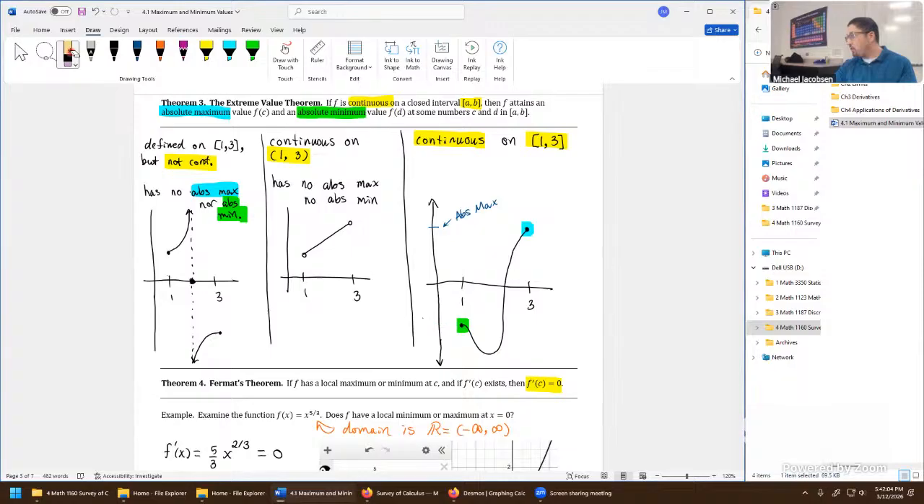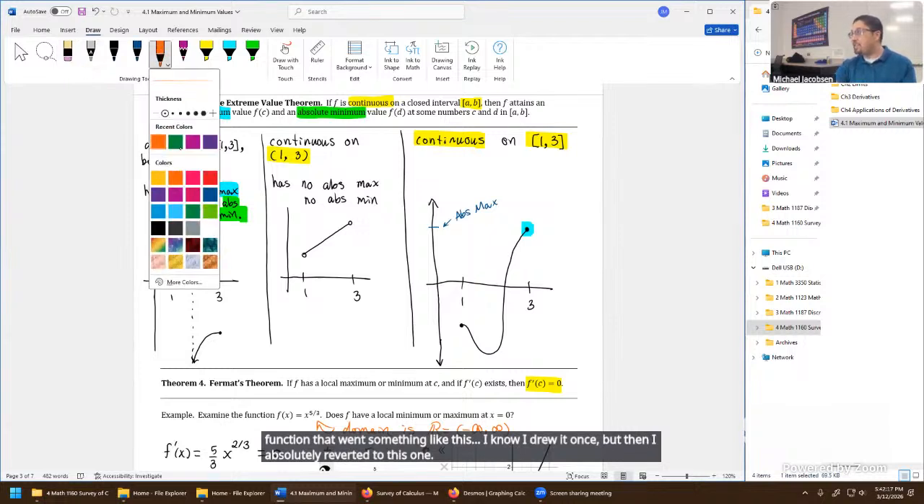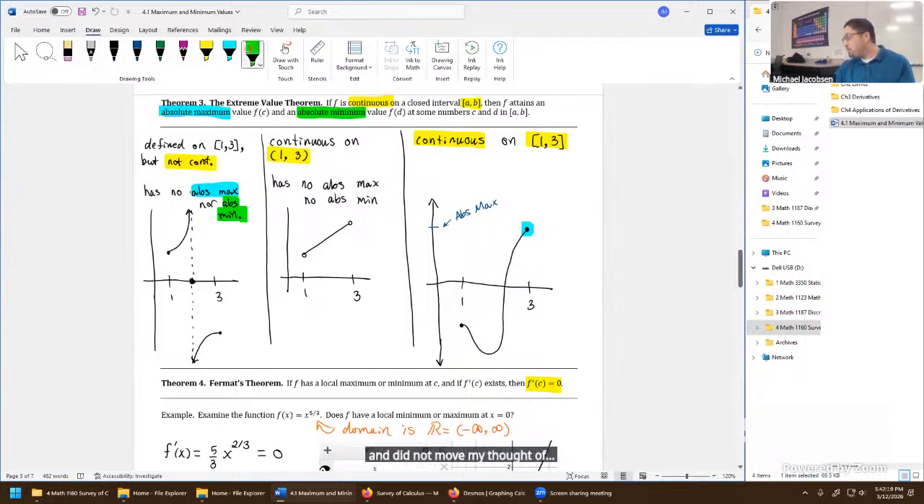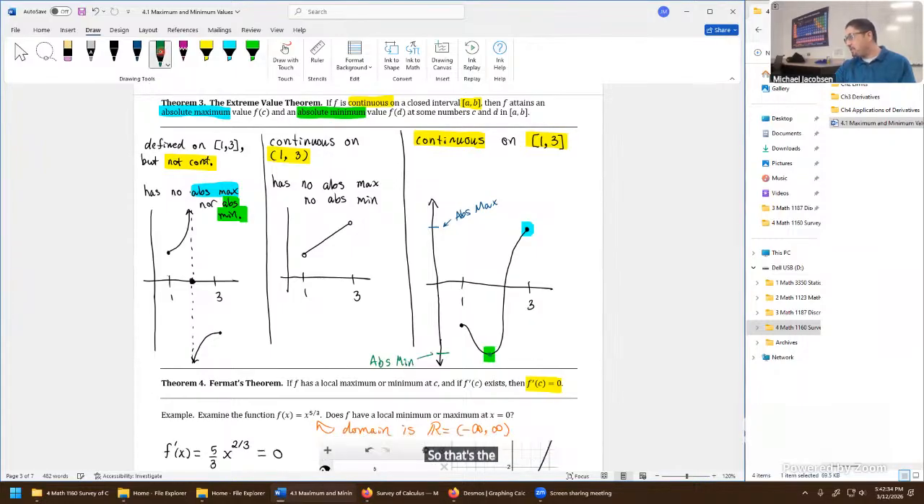For the absolute minimum on this one, my thought is I was probably thinking of a function that went something like this. I know I drew it once, but then I absolutely reverted to this one and did not move. My thought of the absolute minimum occurs right around here at this point. So that's the correct and revised absolute minimum. Thanks for pointing that out, Naomi. I was confused as well when I took another look at it. So that's the absolute min there.